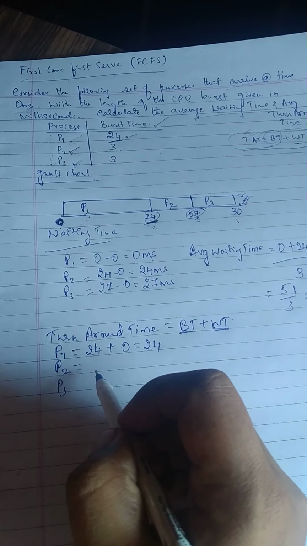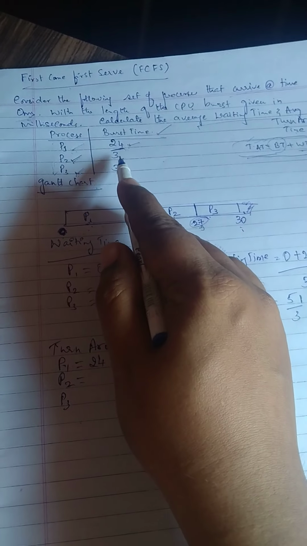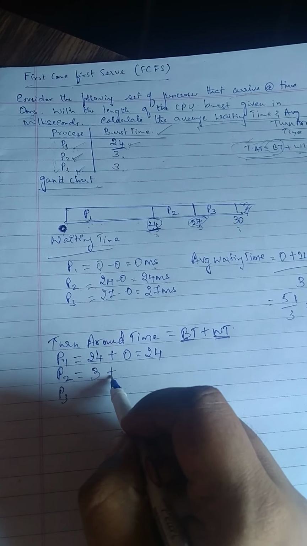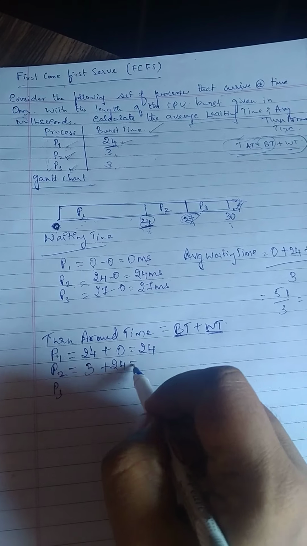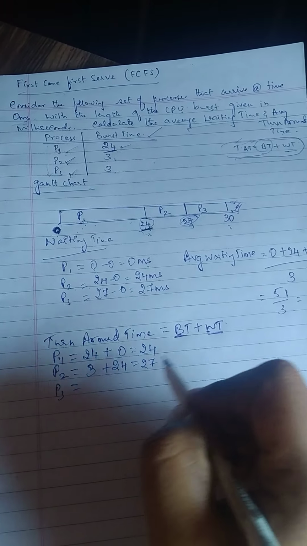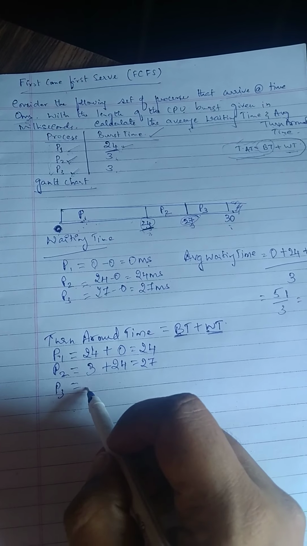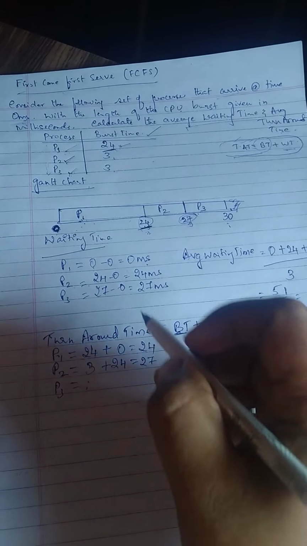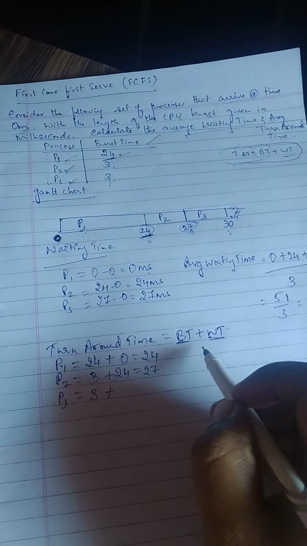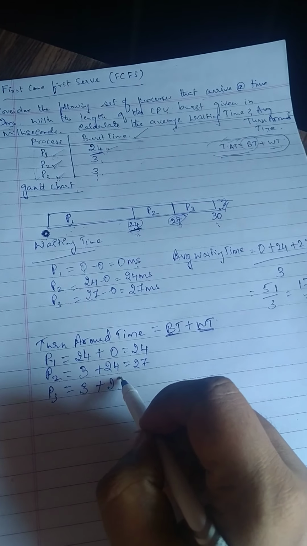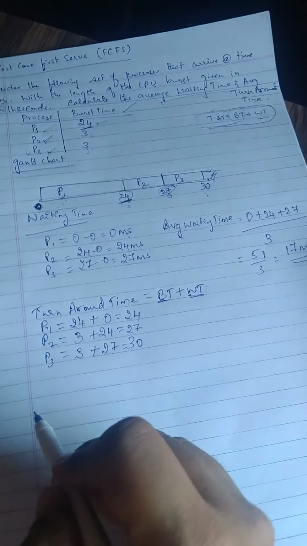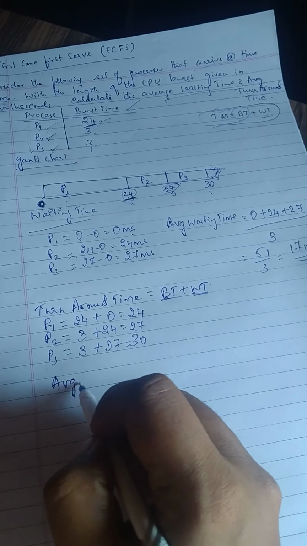Next for P2. P2 burst time is 3 milliseconds and waiting time is 24. So 3 plus 24. How much are you getting? 27. Next for P3, burst time is 3 milliseconds and waiting time is 27 milliseconds. So how much are you getting? 30.